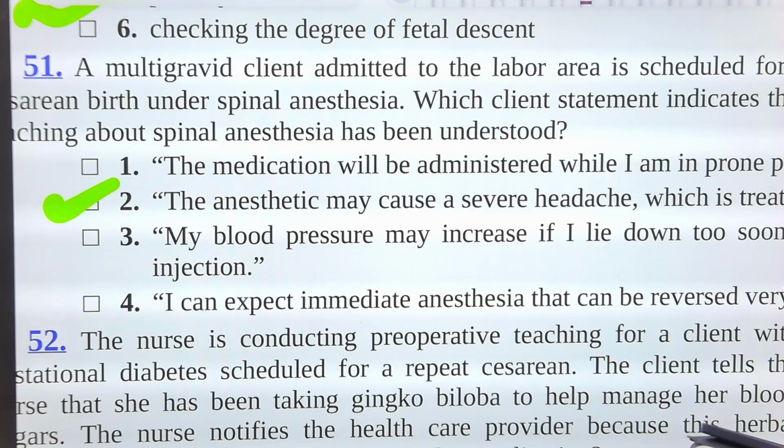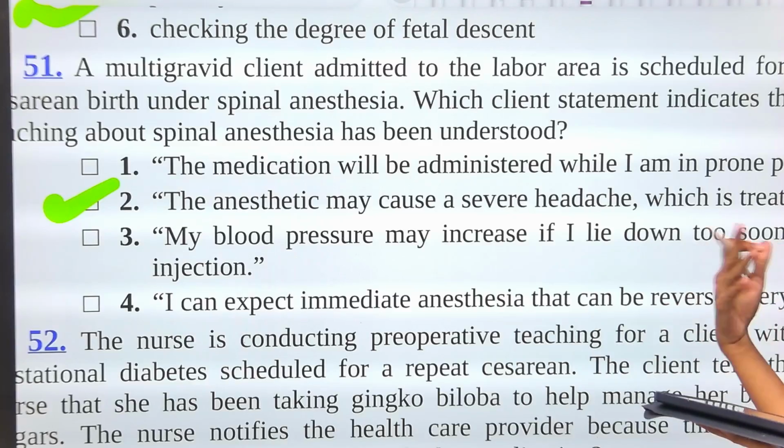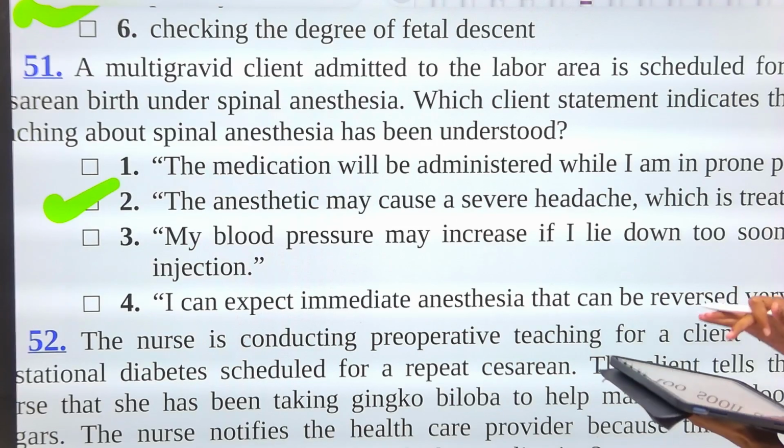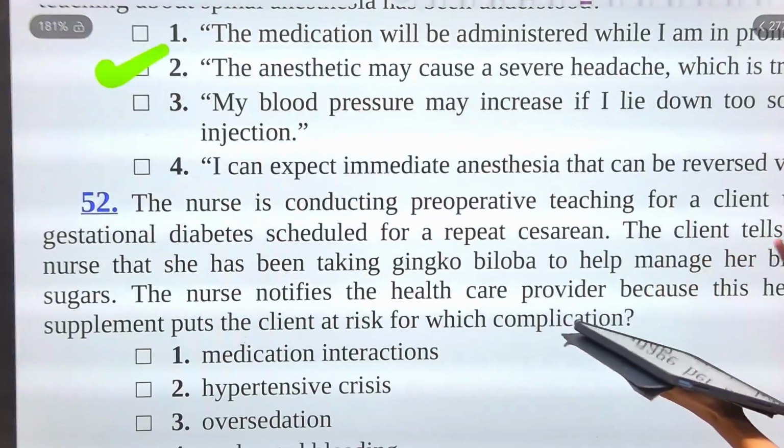So answer number 2 will be the correct one. The anesthesia may cause a severe headache, which is treatable. So spinal anesthesia can cause a severe headache, and that is why we choose epidural anesthesia over spinal anesthesia. So let's read the next question, that is 52.